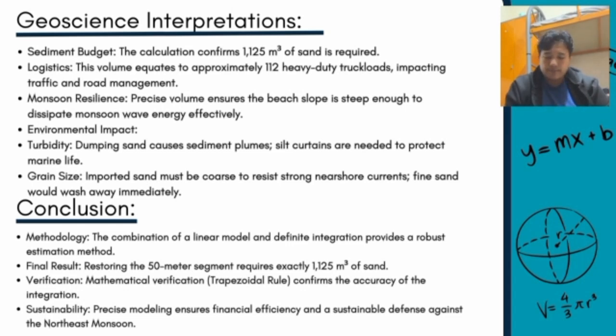In conclusion, by applying the definite integration, we move beyond simple guesswork to a precise engineering solution. We determine that 1125 cubic meters of sand is the exact requirement to restore the sector of Pantai Cahayabulan, ensuring both financial efficiency and better protection against the next monsoon season. That's all from me. I will pass this to the next presenter.